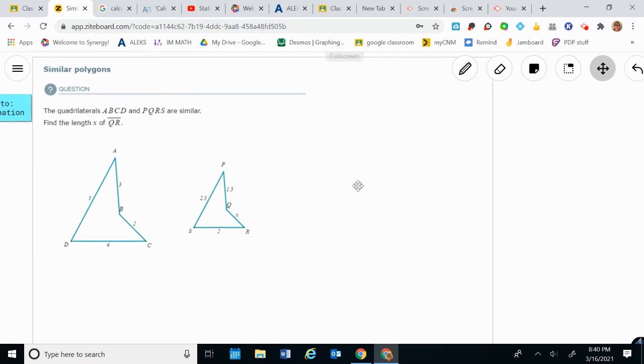Okay. Similar polygons. It says, now this is important. Sometimes you have to prove they're similar or check and see if they are. And sometimes they tell you that they're similar. If they tell you that they're similar, then what you can do is set up a proportion to solve. Okay. Proportions are your friends.